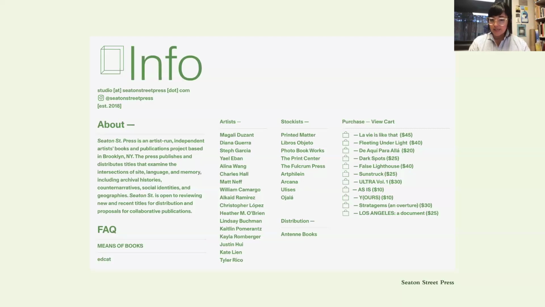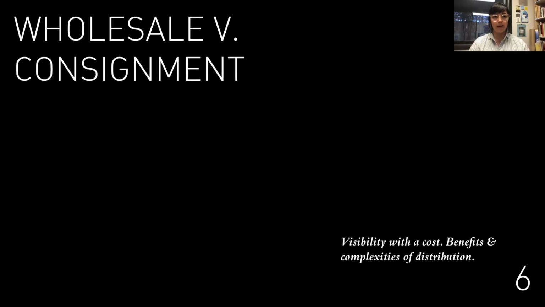Distribution: I have distribution within 10, which is based for EU and UK distribution. So places that I wouldn't easily be able to distribute publications. And I made that choice based on visibility for the artists. So those are some things; if you go to a website, just look for that. Wholesale versus consignment. Visibility comes with a cost, and I just want to explore what that cost looks like, because it's different for everyone and may feel more worth it to some people than others.